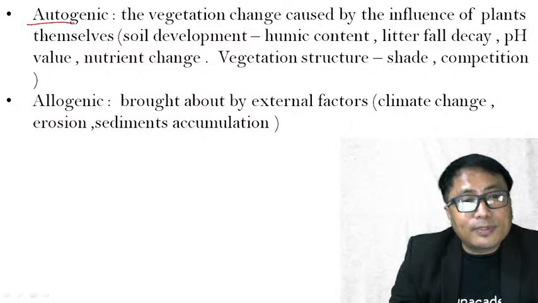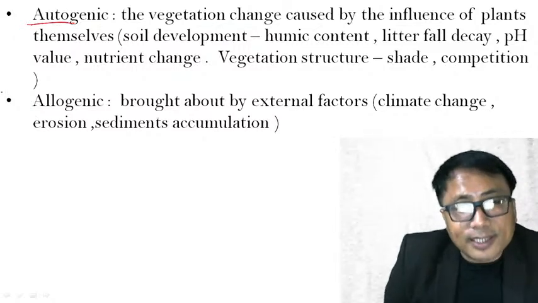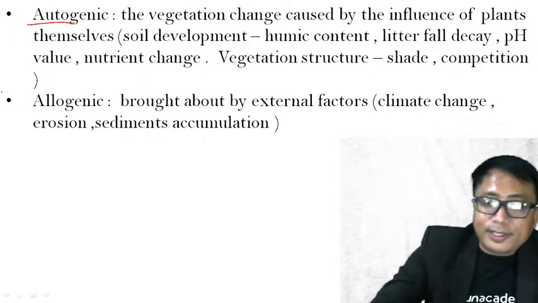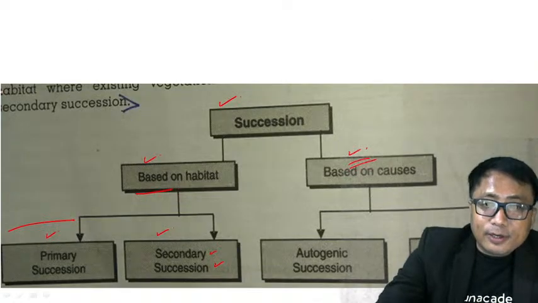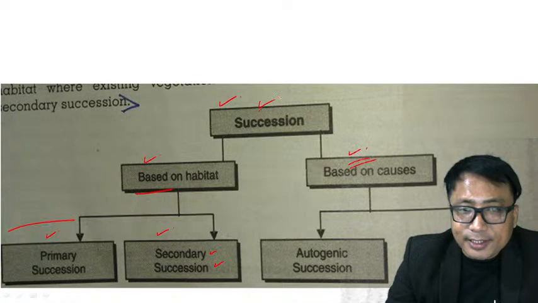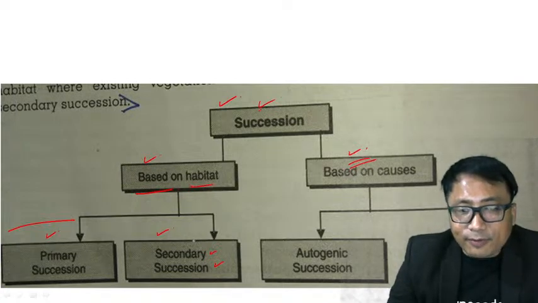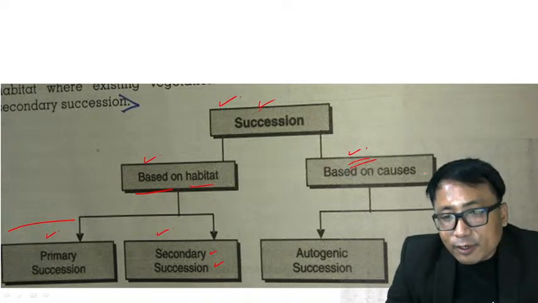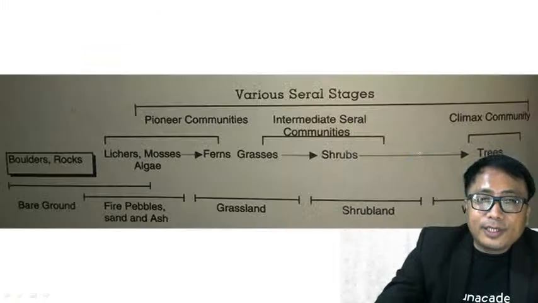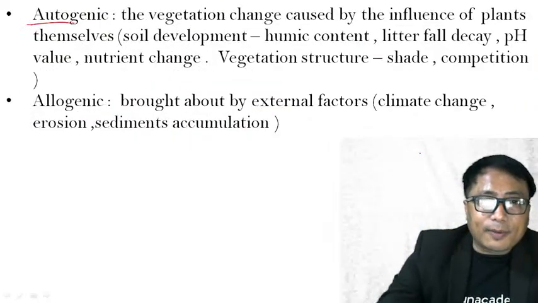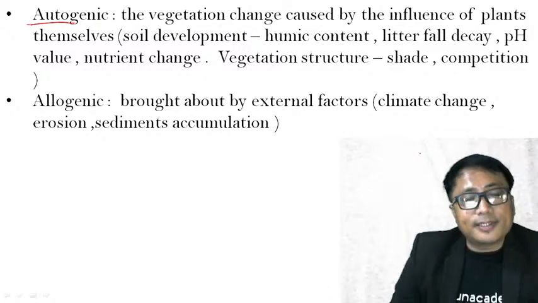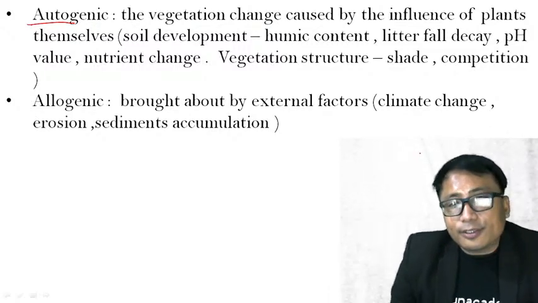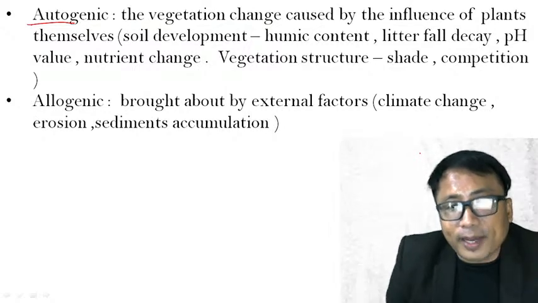Now let us come to autogenic and allogenic succession based on their causes. You see here, succession based on habitat we have already seen. Now based on the causes, autogenic or allogenic. Let us see one by one. Autogenic succession means the vegetation change caused by the influence of plants themselves.